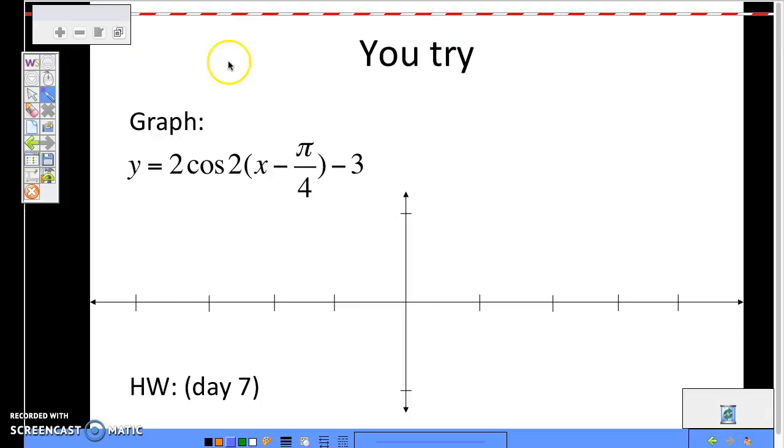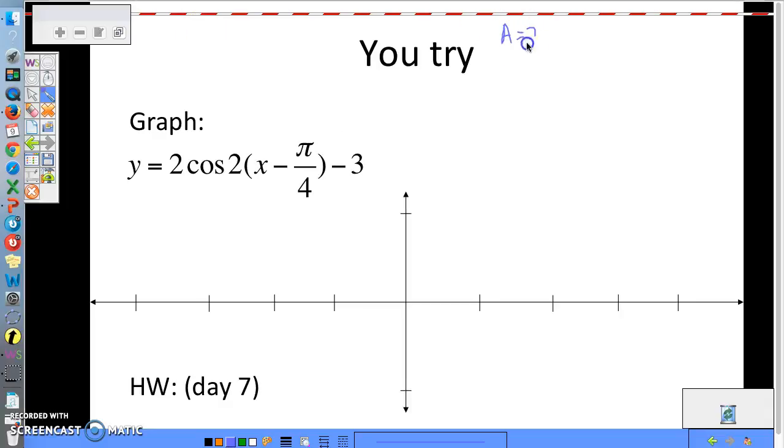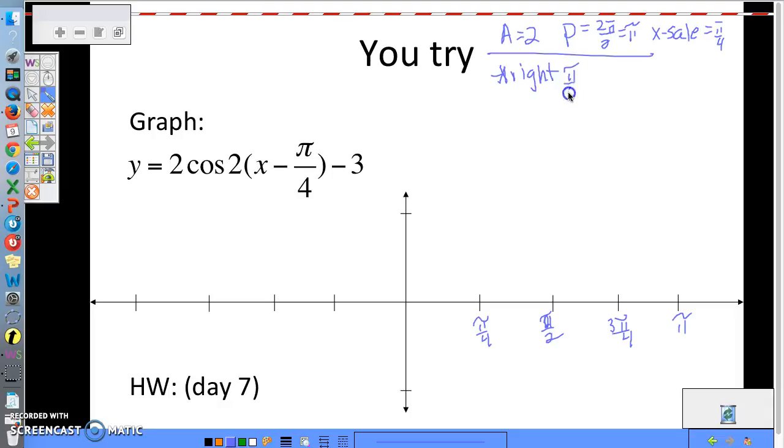All right, and one last one. Let's check out this one. Well, this is nice because it's factored already. So our amplitude is 2. Our period is 2 pi over 2, which is pi. So our scale is pi over 4. So 1 pi over 4, 2 pi over 4, or pi over 2, 3 pi over 4, and pi. And what are our shifts? This is going to the right pi over 4, and down 3.